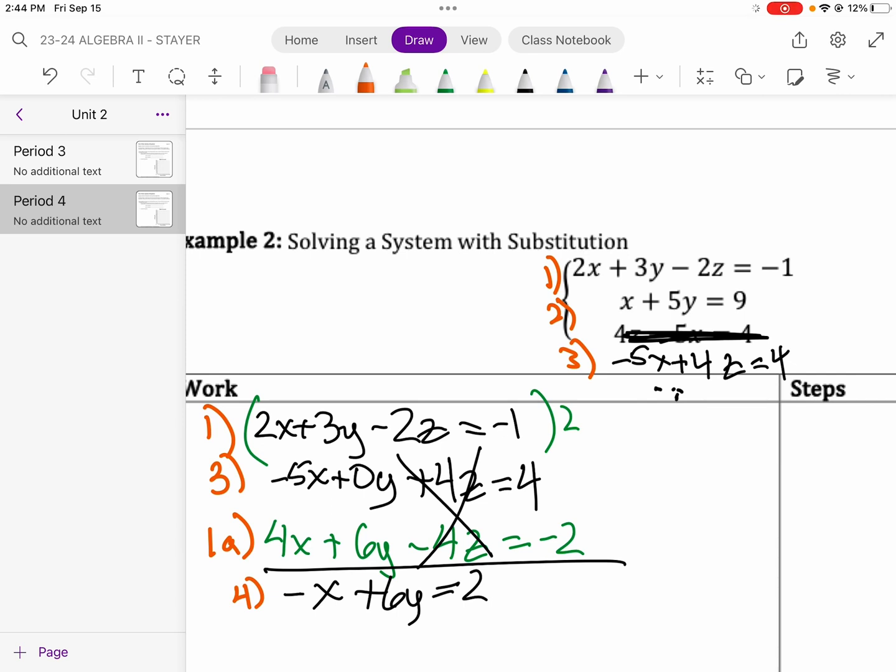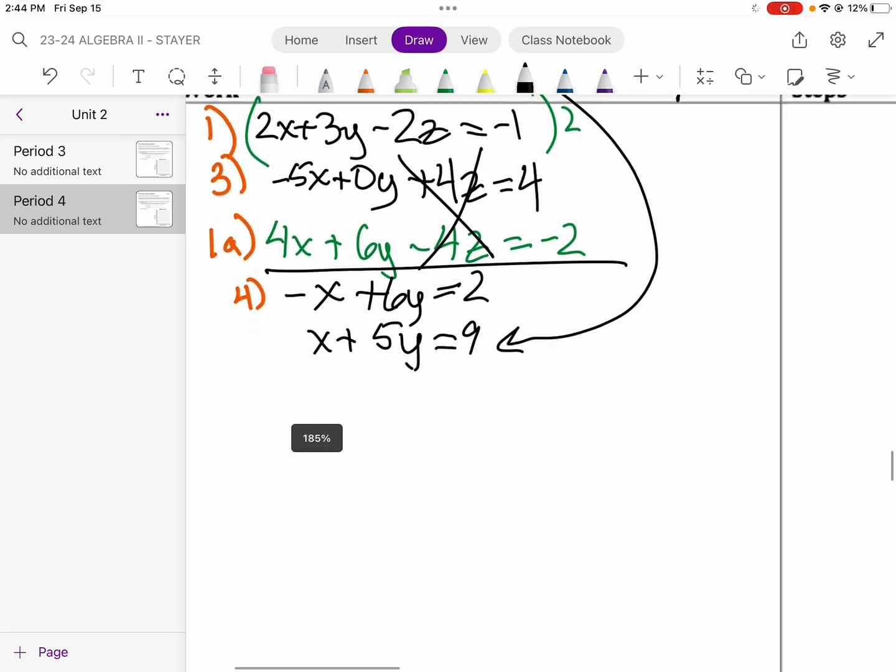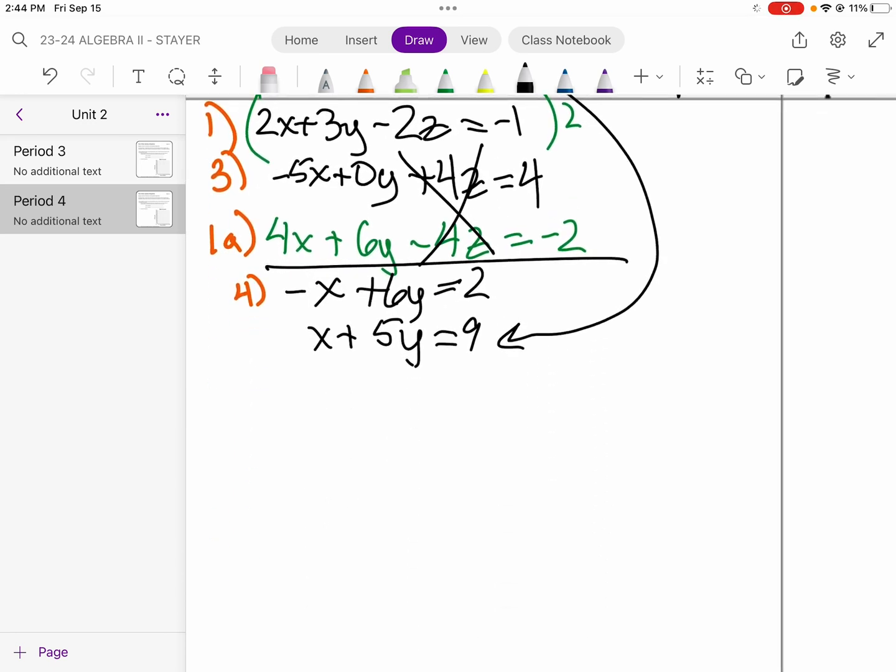Notice equation 4 and 2 have the exact same letters. Bringing it down, it's x plus 5y equals 9. See how the x is eliminated very nicely? And I come up with 1 for the y.